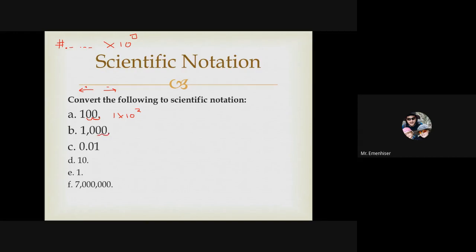Let's move this decimal 1, 2, 3. That's 1 times 10 to the third power. Now let's try it: 1 times 10, 3 times. Plug that in the calculator. We get 1,000.